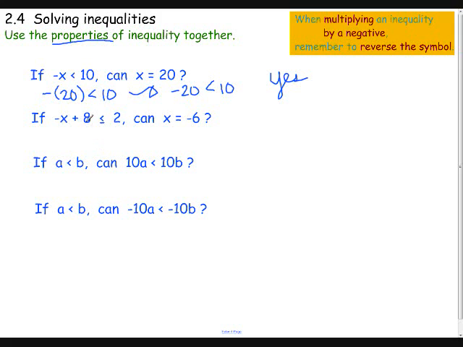If negative x plus 8 is less than or equal to 2, can x be a negative 6? Well, let's try it. So we've got a negative x plus 8 less than or equal to 2. And we're saying our x is a negative 6. What will this become? This will become a positive 6 plus 8, or 14. Is that less than or equal to 2? No.